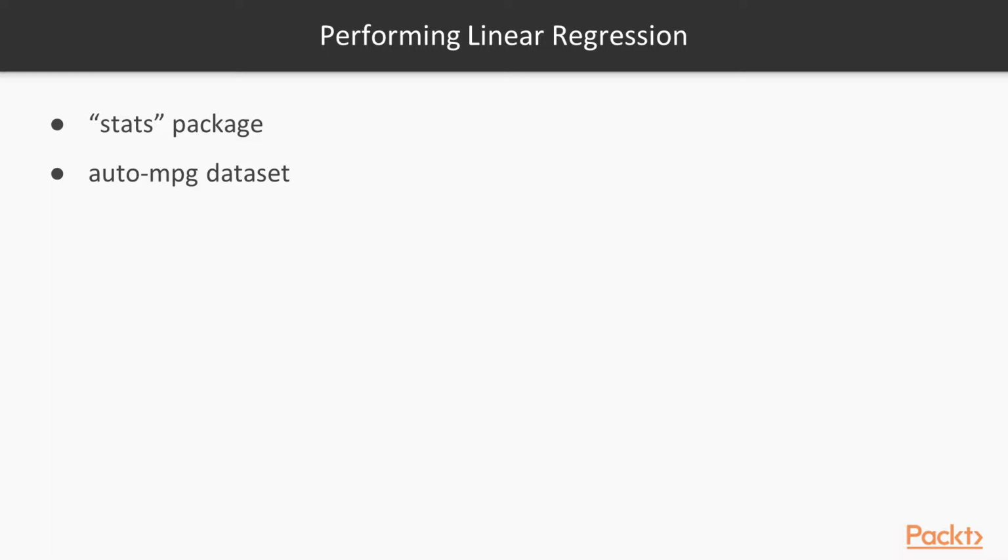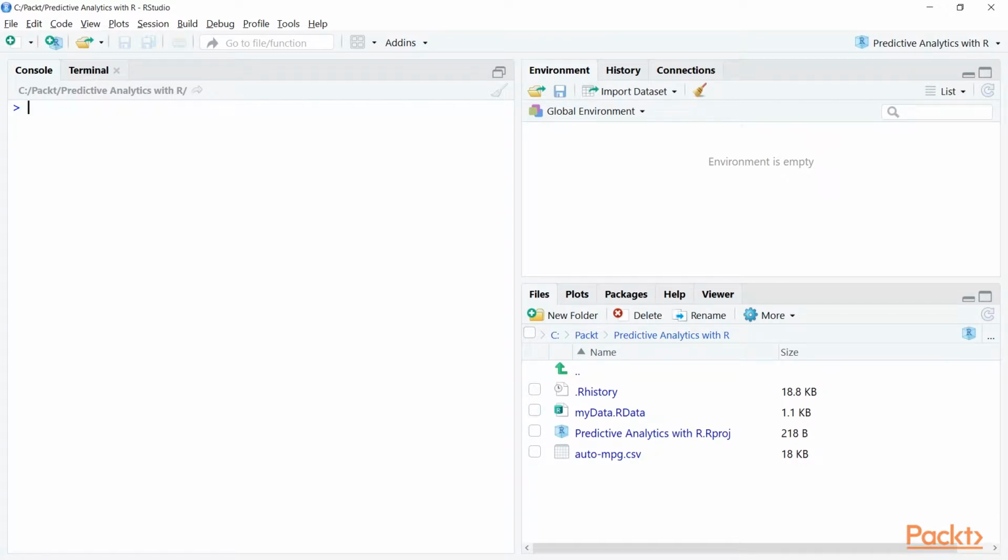The stats package will provide us with the needed functionality for linear regression. R will load this package automatically during startup. We will be using the AutoMPG dataset to predict MPG based on cylinders, displacement, horsepower, weight, and acceleration variables. Okay, so let's get started.